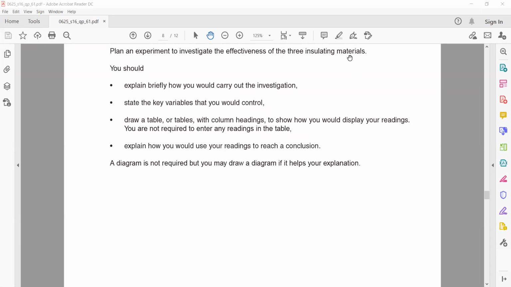First thing, explain briefly how you would carry out this investigation. A diagram is not required, but you may draw a diagram to help your explanation. So if in a question it is written 'you may', then you should draw. Reason for that: maybe you miss a point in the explanation, then your diagram can score a point for you. So always try to write the answer according to the questions they ask in the planning. Explain briefly how you would carry out the investigation means the procedure.